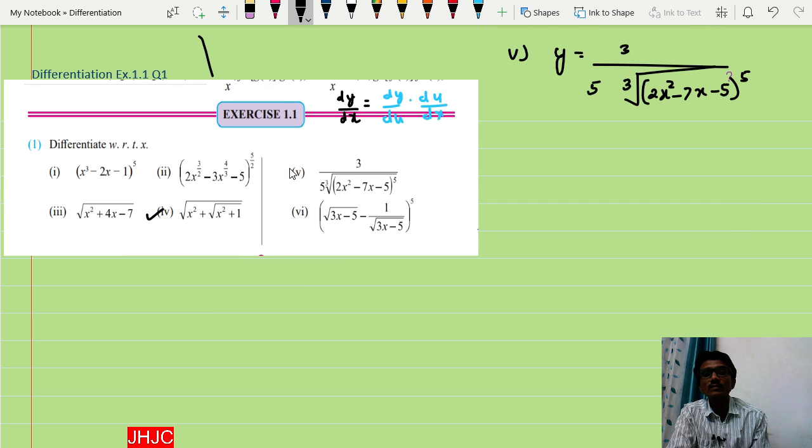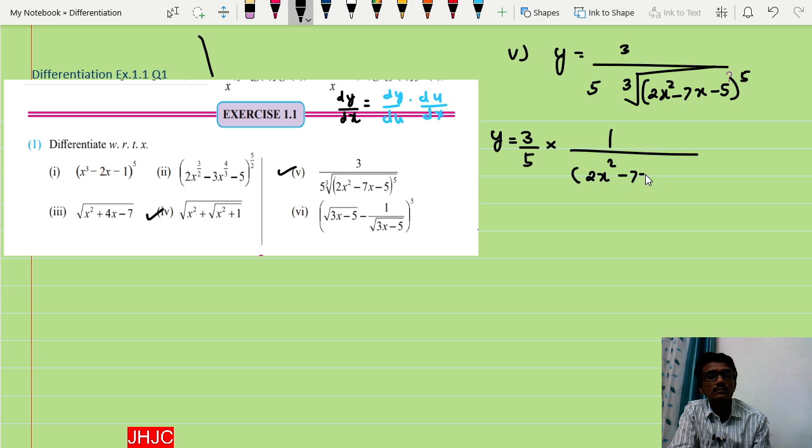We attempt now question number 5. Here 3 upon 5 into the cube root of 2x square minus 7x minus 5 raised to power 5. So first of all we simplify it. We can write this 3/5 separately, into 1 upon cube root. Cube root means raised to power 1/3, and this raised to power 5 means the complete 2x square minus 7x minus 5 is raised to power 5/3.